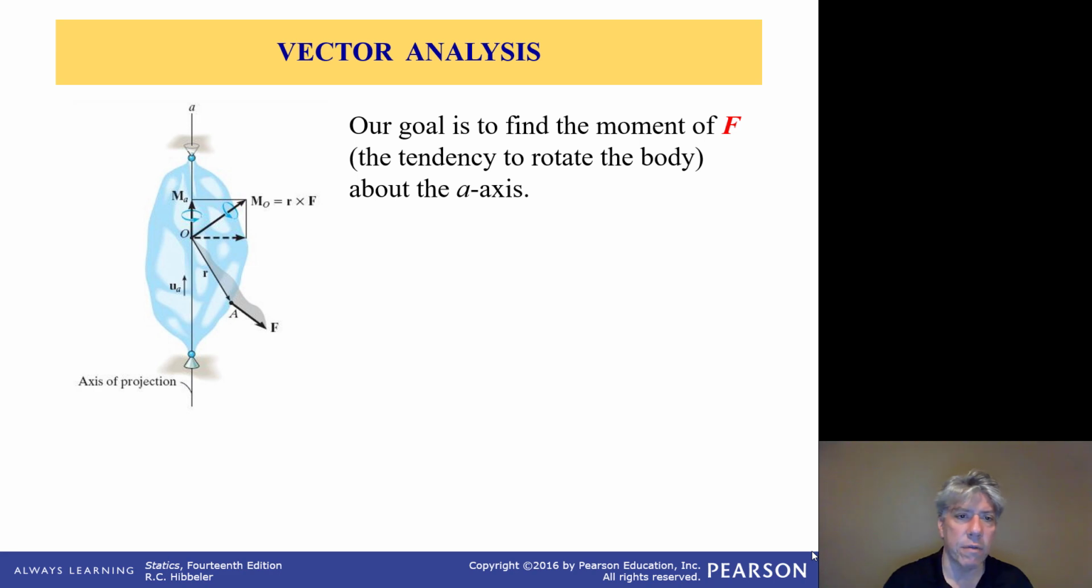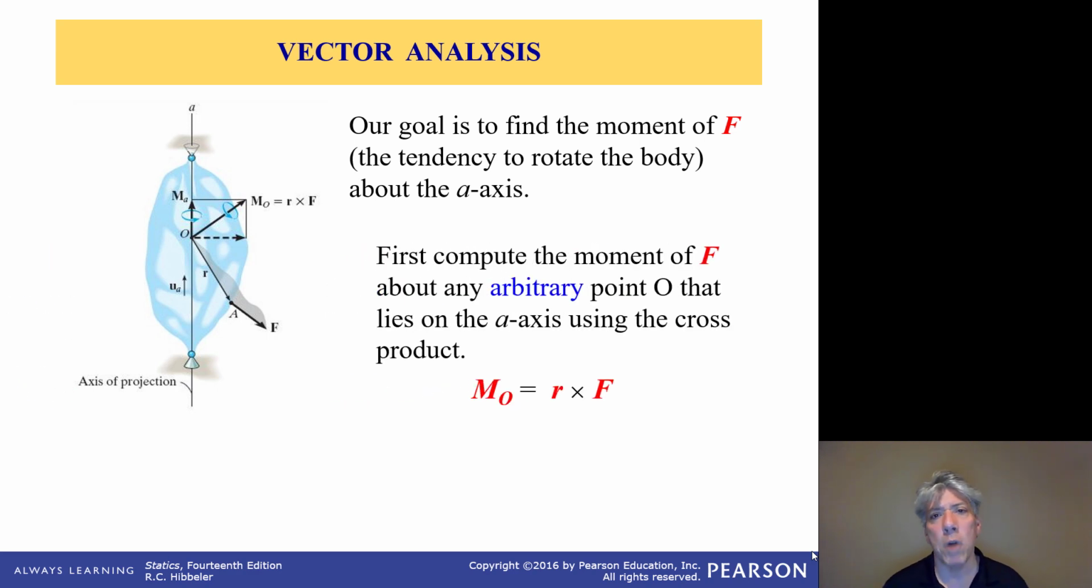the A axis, the vertical axis that runs through this body, and we've got some force F that's applied out at point A on the body, and a radial position from point O, the origin, out to point A. And what we'd really like to do is figure out what's the tendency of F to cause rotation about the A axis, the vertical axis. Well, we could calculate the moment of that force about some point O that lies on the A axis by simply taking the cross product, using the position vector from O to A, crossed with the force F. So that's all of the moment M naught.